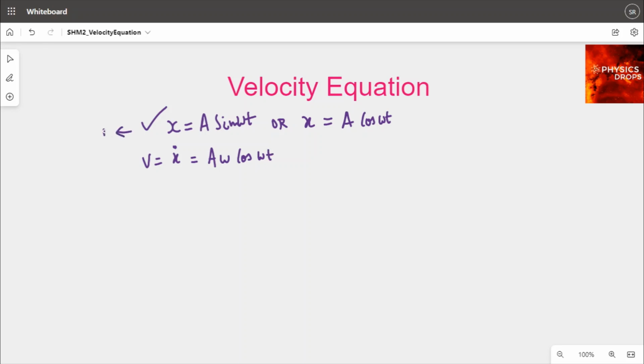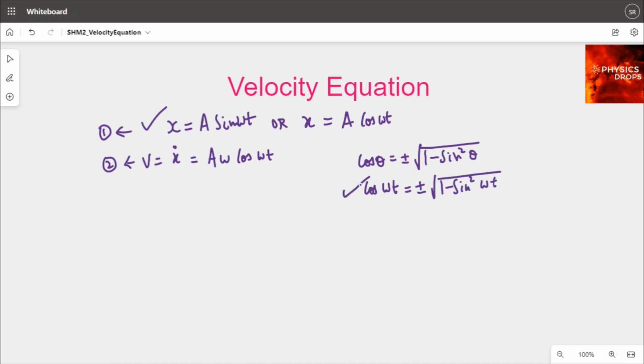Let's call this equation 1 and this equation 2. We also know that sine square theta plus cos square theta is 1. So we can write cos theta as plus or minus square root of 1 minus sine square theta. Let's plug in omega t instead of theta here. We get cos omega t equals plus or minus square root of 1 minus sine square omega t. This can be put in equation 2. Let's call this equation 3.